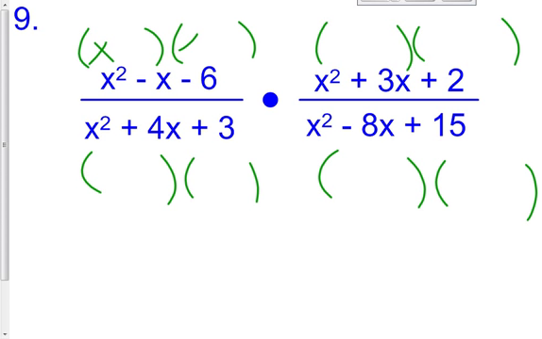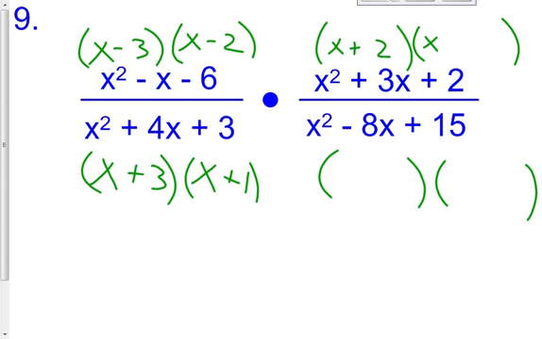We have x times x with a negative 3 and a negative 2. That gives us x squared minus 6x minus 6. So it just takes a little bit of practice. X times x with a positive 3 and a positive 1. X times x, positive 2, positive 1 on the top right. And on the bottom right, you have x and x with a negative 5 and a negative 3.